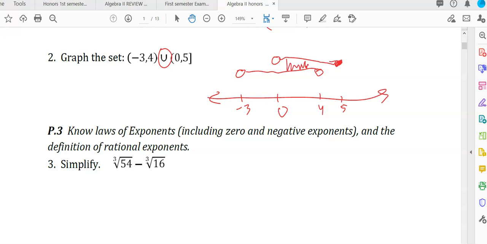But because it's an OR statement, it means this all the way to this, all of that is going to be solutions. So, either one. It's not just the overlap. The AND would only be in there. So I would write my final answer in interval notation. It would be from negative 3 to 5, bracket, parentheses.